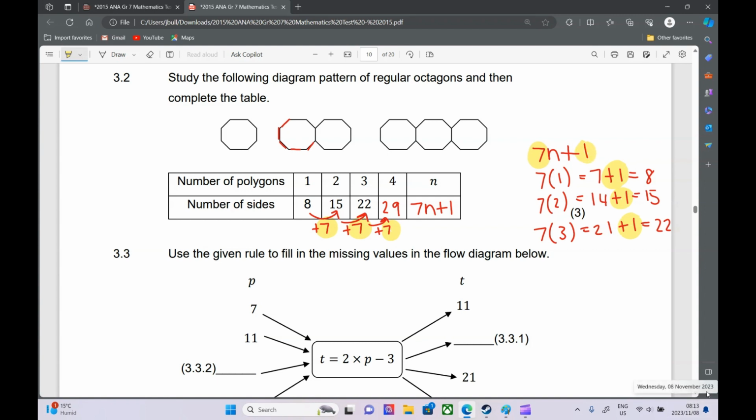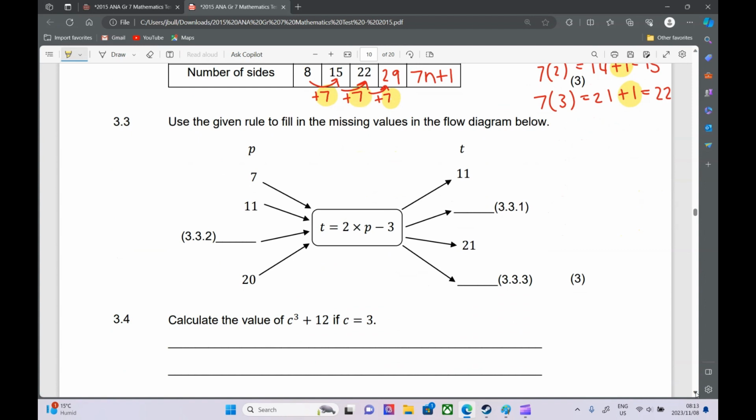Use the given rule to fill in the missing values in the flow diagram below. Okay, so they give us a rule in the middle there. We put P in on this side and we get T out on that side. So let's check.